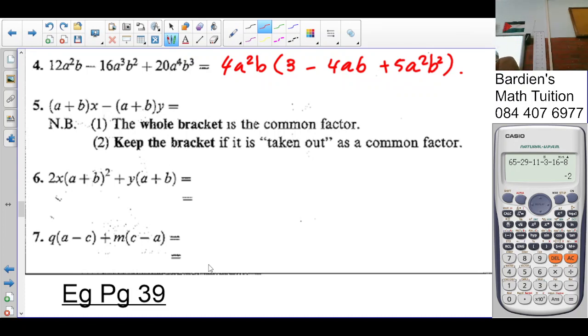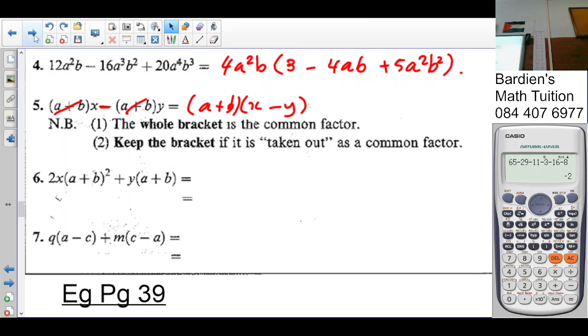Looking at number 5. Okay? Number 5, what is common here? In the sum, we've got a plus b times x minus a plus b times y. There's a common bracket here of a plus b. What if we take a plus b out, what are we left with? X minus y. Where's the minus coming from? We are told to note that the whole bracket is a common factor. Keep the bracket if it is taken out as the common factor. Okay. Let's look at number 6.